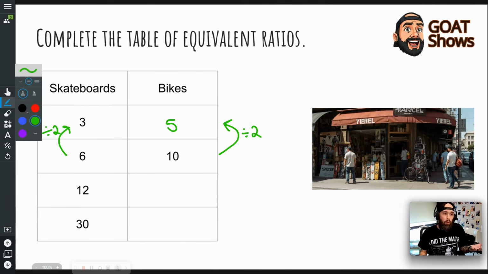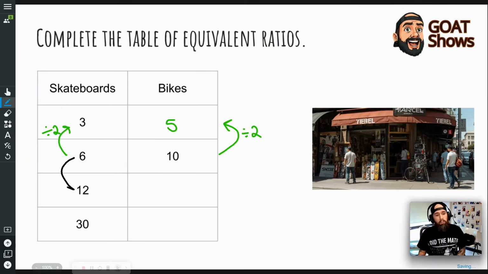It doesn't matter which ones I use. If I want to use the 3 again, or if I want to jump from 6 to 12, it doesn't really matter. For 6 to 12, I multiply by 2. So I multiply 10 by 2 to get 20.